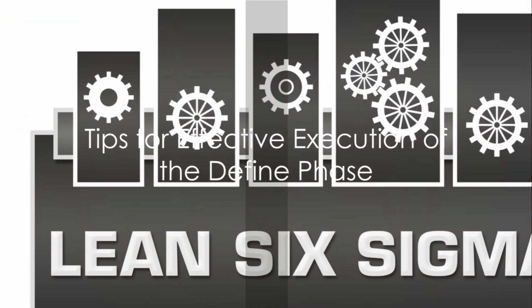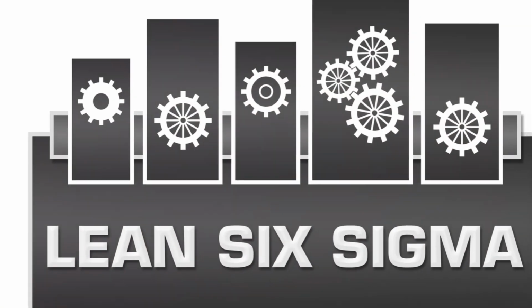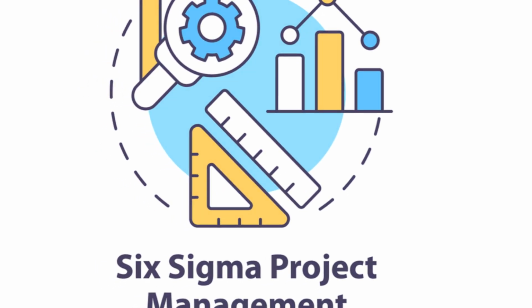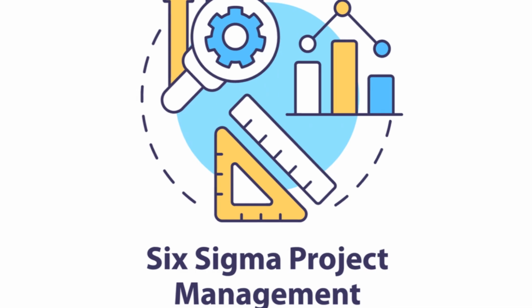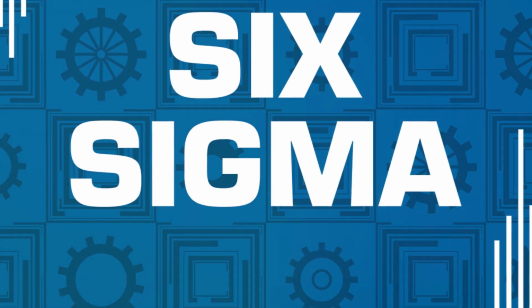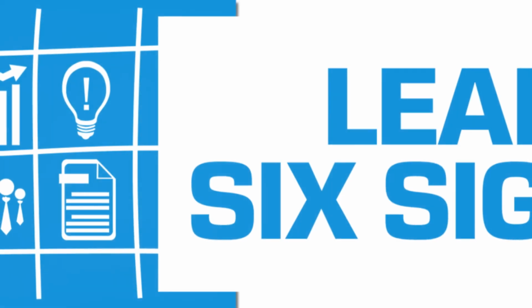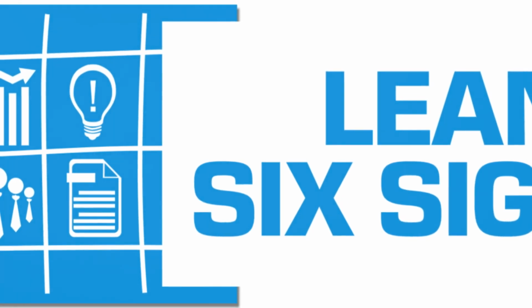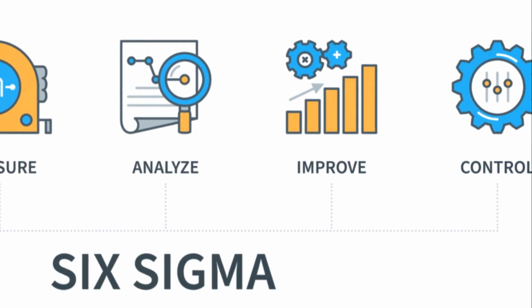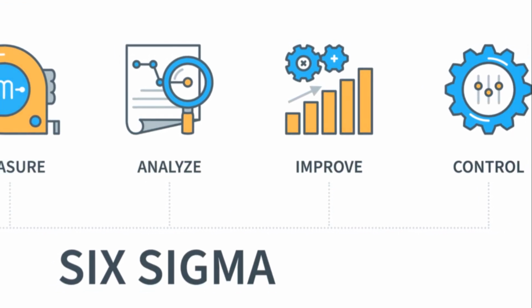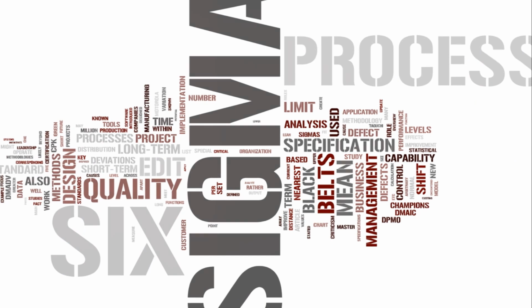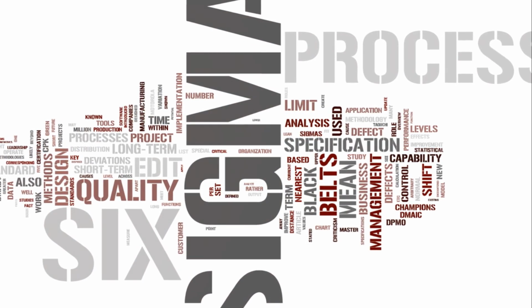Now that we understand the tools used in the define phase, how can we ensure its effective execution? The define phase sets the stage for your Lean Six Sigma project, shaping its trajectory and establishing the foundation for success. Therefore, its execution must be thoughtful, precise, and strategic. Here are a few tips to help you navigate this critical stage. Firstly, always set clear, measurable, and achievable goals. Your project charter should outline your project's objectives and the expected benefits it will deliver. These goals should be SMART: specific, measurable, achievable, relevant, and time-bound. You should be able to track your progress towards these goals throughout the project. Without clear goals, you risk losing sight of your project's purpose.